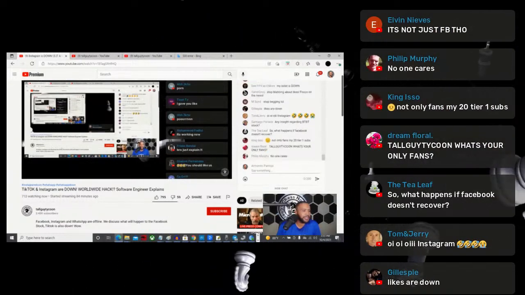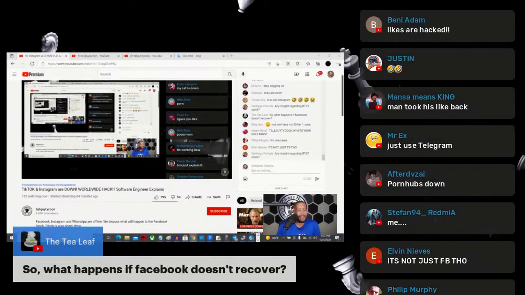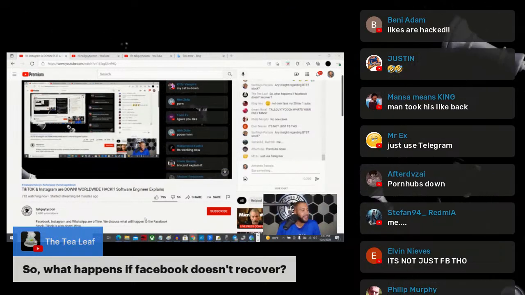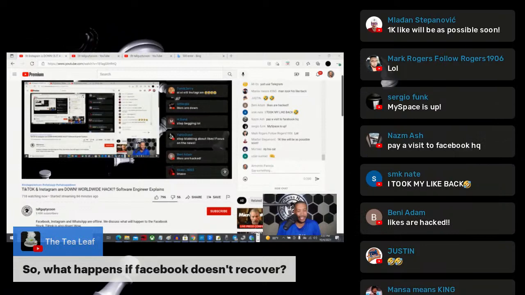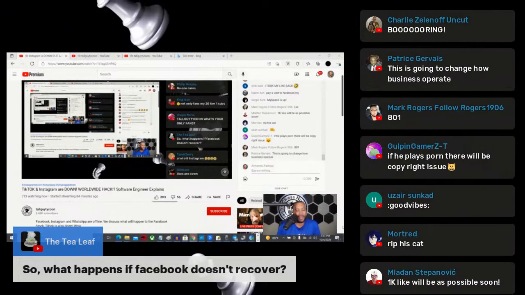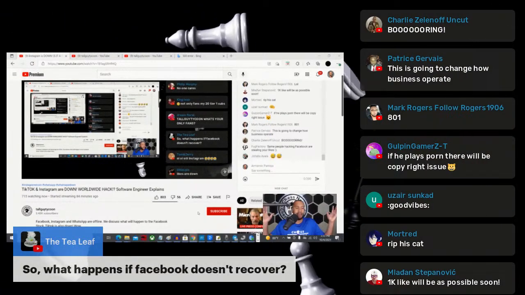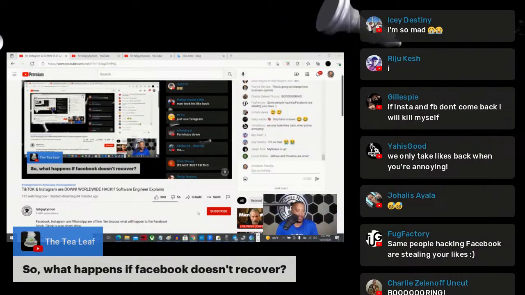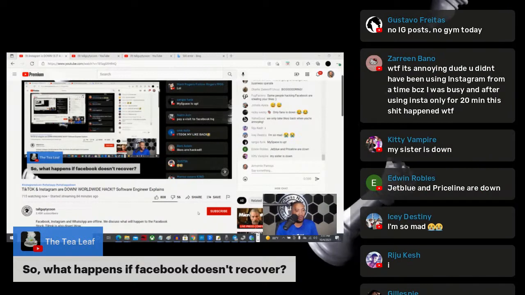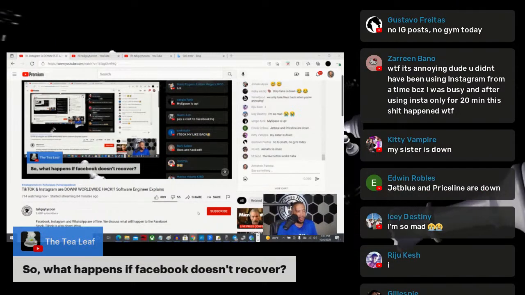So what happens if Facebook doesn't recover? I think Facebook will recover. It's not that serious, right? They'll recover. That's nothing to be worried about. It's just how long it's going to take them. That's really the question here, how long it's going to take them to recover, right?